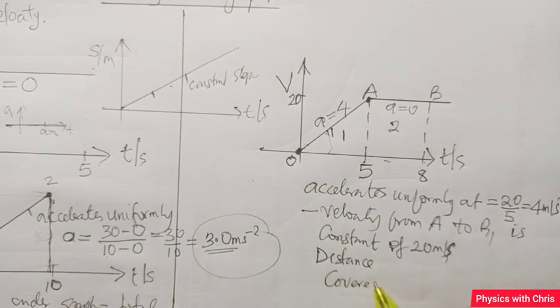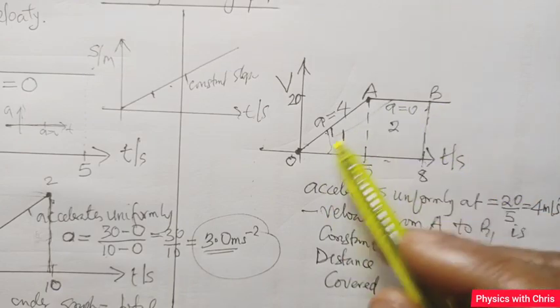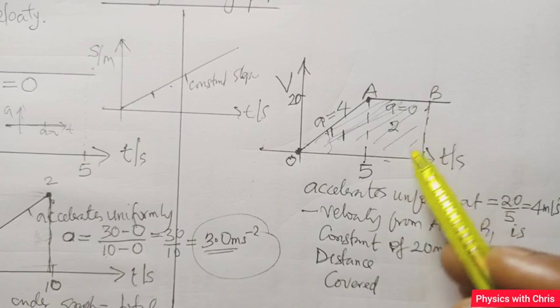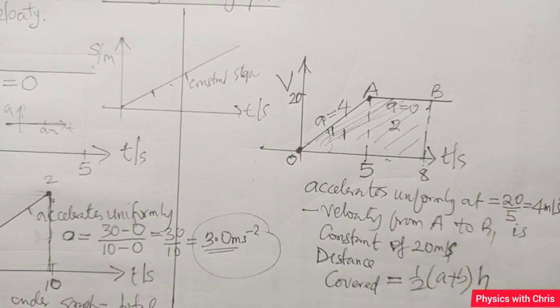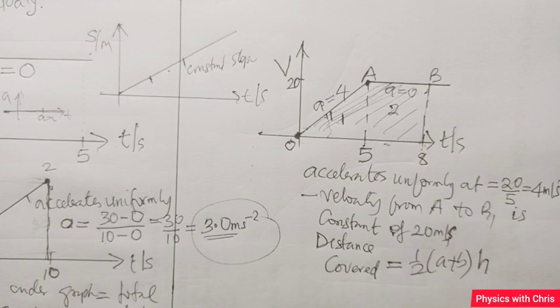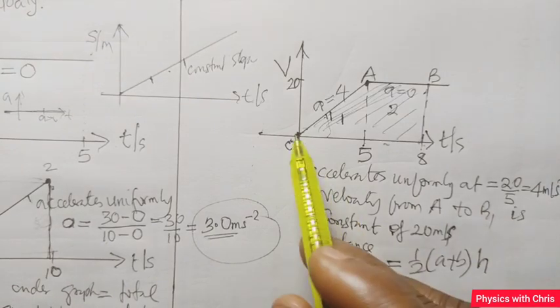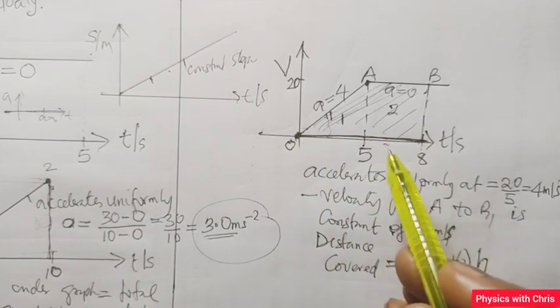And now if we have to find the distance covered in 8 seconds, the area under this graph has the shape of a trapezium. So we can use the formula half (A plus B) times the height of the shape. My A and B are the two parallel sides of the shape. You can see that this side, which is 8 in length, is my B.